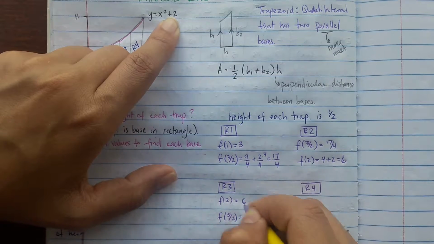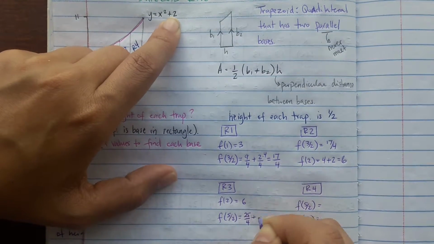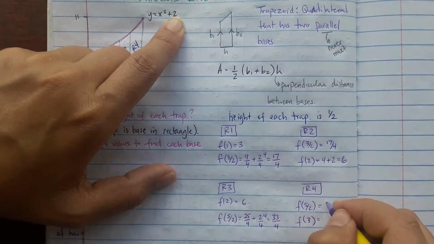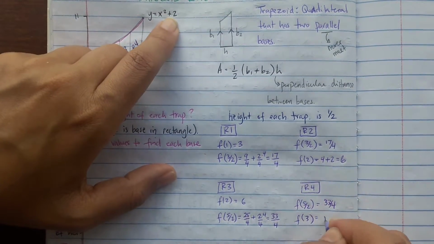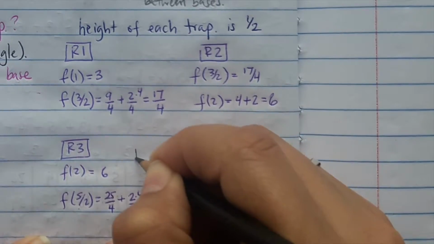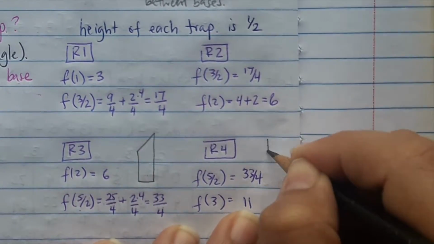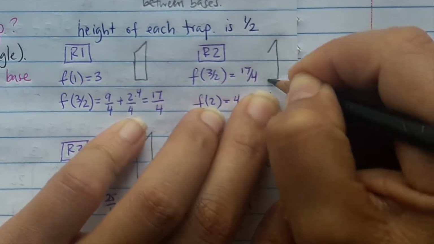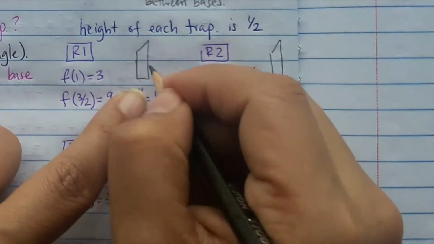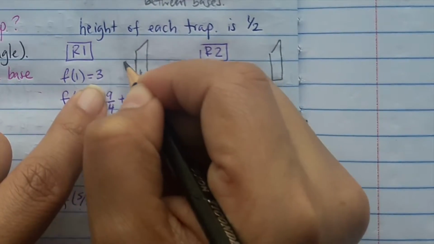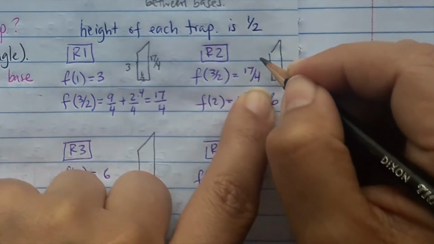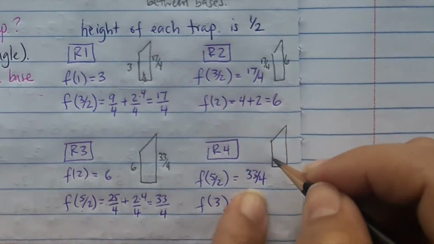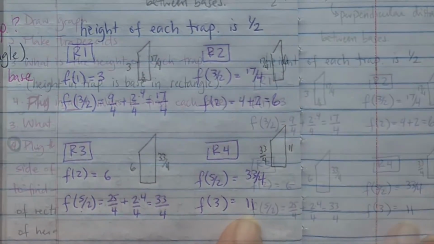So plugging in 2, we're going to get 4 plus 2 is 6. Plugging in 5 over 2, 25 over 4, plus 2, make the denominators the same, 33 over 4, which shares the same one for the next one, and then plugging in 3 is 11. So I'm just going to draw each of these trapezoids, because we're finding the area of each of these trapezoids, just so that you can see what it is and label it. So each height is a half, and the bases, I'm just writing them down. 17 over 4, that's 6, and 33 over 4, that's 33 over 4, and 11.